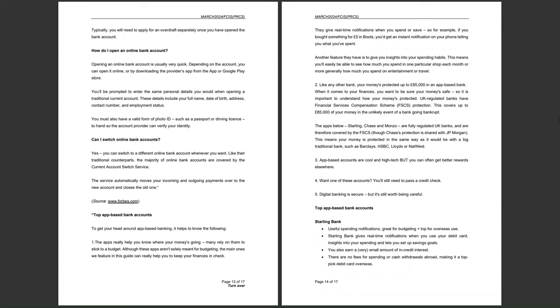UK regulated banks have Financial Services Compensation Scheme, or FSCS, protection. This covers up to £85,000 of your money in the unlikely event of a bank going bankrupt. So like any other bank, the money in an app-based bank is also protected. And of course, even though it's £85,000 for an individual, it's worth knowing that if it's in a joint account, it's double that, essentially, up to £170,000 worth of FSCS protection.